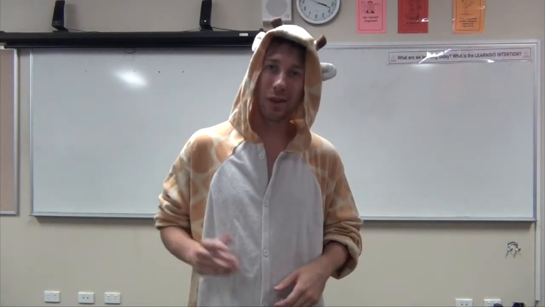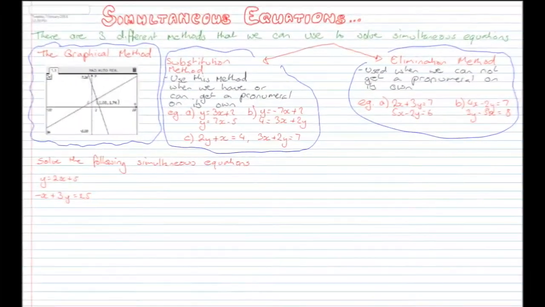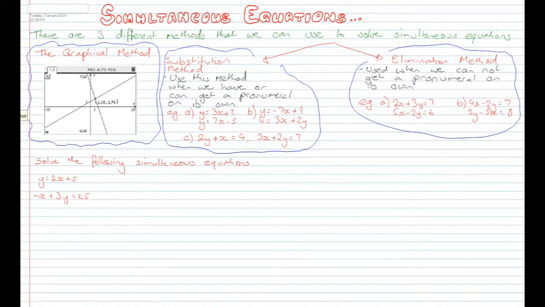And now, it's time to have a look at the substitution method. Alright, so it's time to do some worked examples on simultaneous equations, but before we do that, let's just have a look at the three methods that we can use in order to solve them.